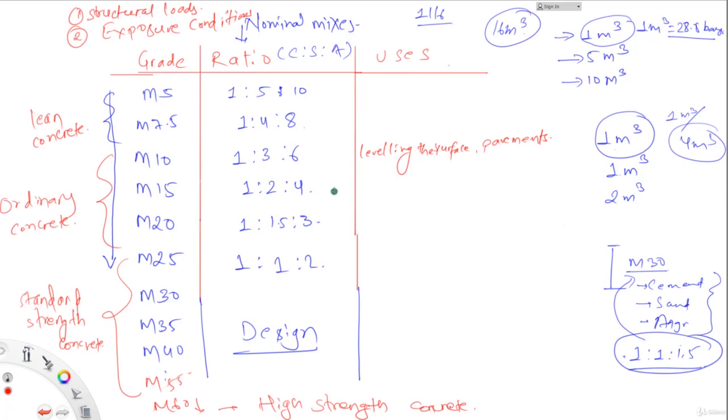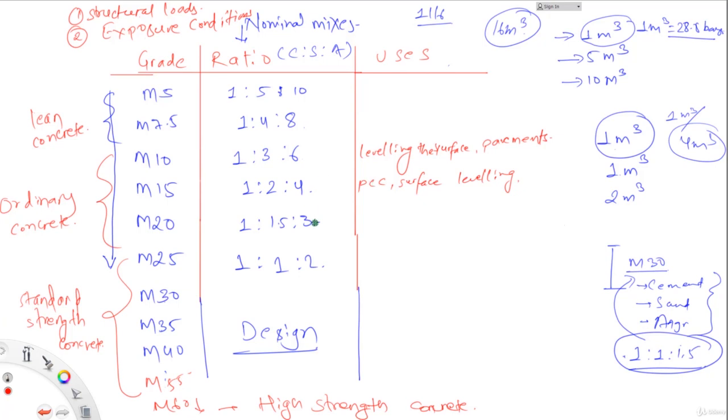So M15 grade of concrete is generally used in PCC, that is plain cement concrete, where there are no structural loadings. Also it is used for surface leveling, which means that, let's say if you are constructing a foundation, for that foundation you need a smooth level surface, and to build that level surface you can use M15 grade of concrete.